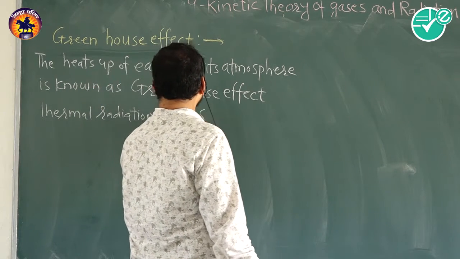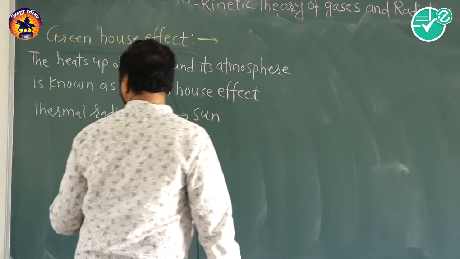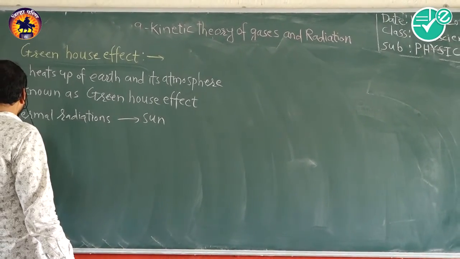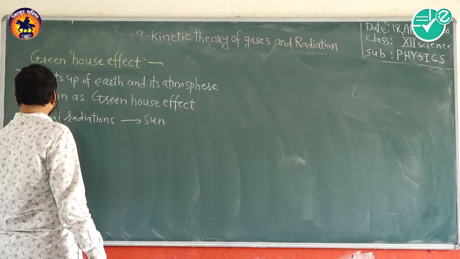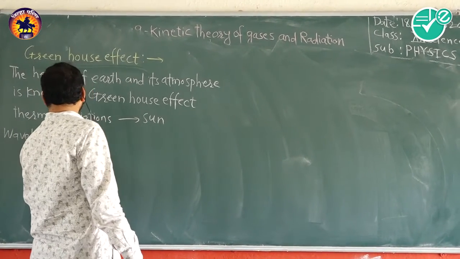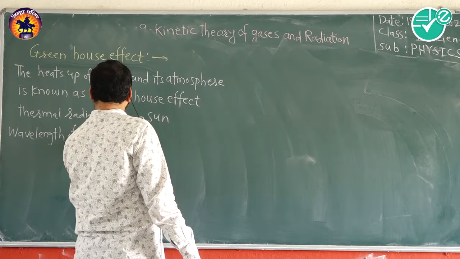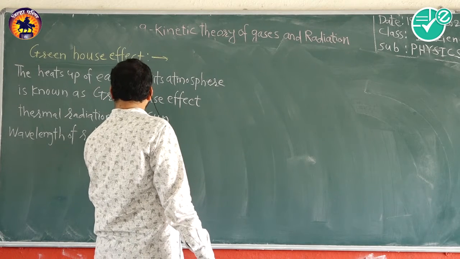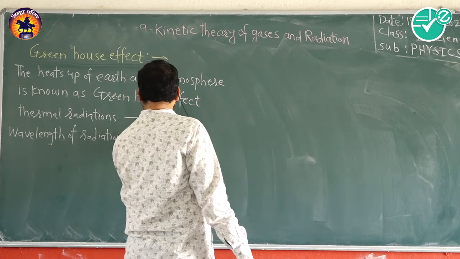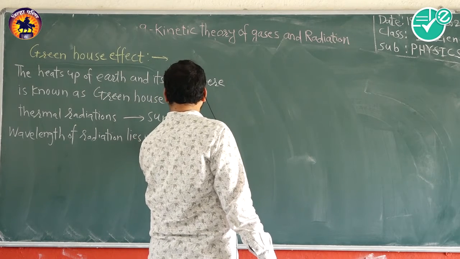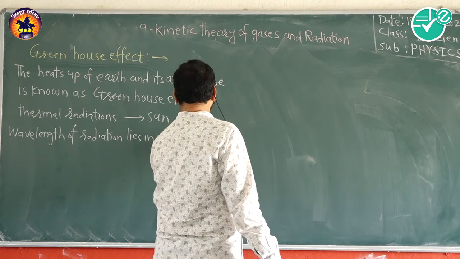We get it from the sun, and the wavelength of the radiation lies in the infrared region.